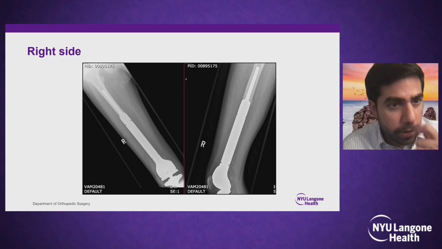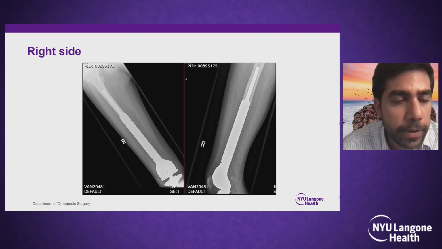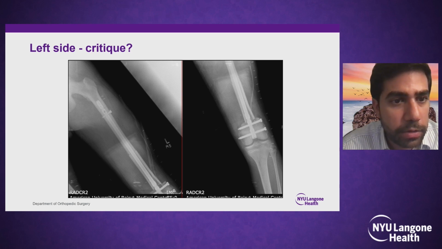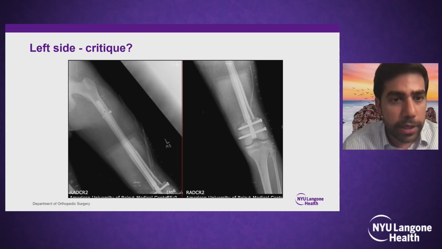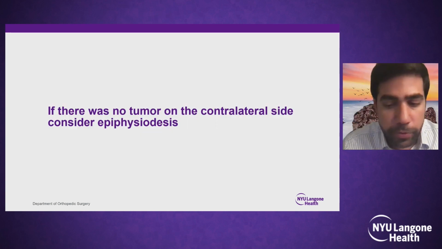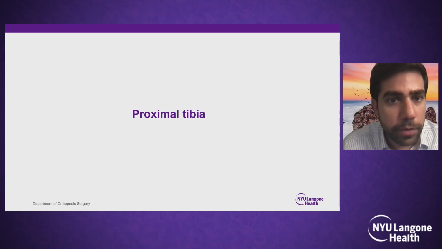So since the patient is 14, they ended up with an endoprosthesis, which functioned okay. They had a joint sparing resection on the other side. However, these can be tricky again, because you have two areas of union that need to take place. Using a large allograft, these are highly likely to fail. If there was no tumor on the other side, you would consider epiphysiodesis in order to maintain limb length.